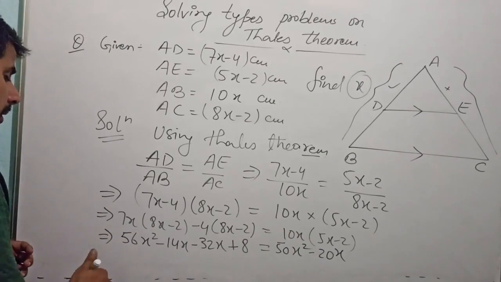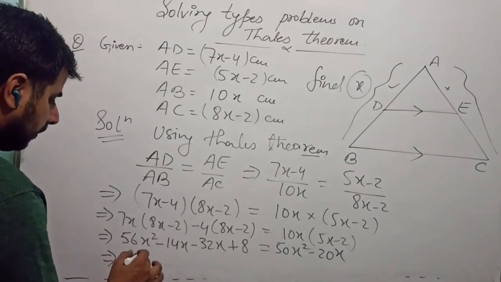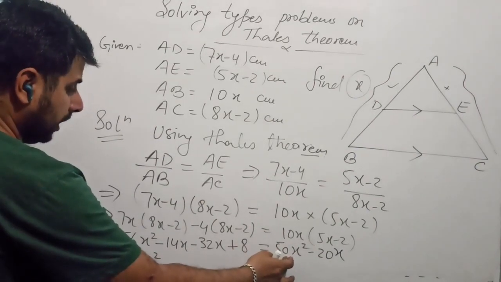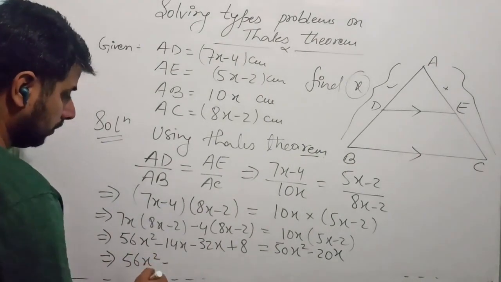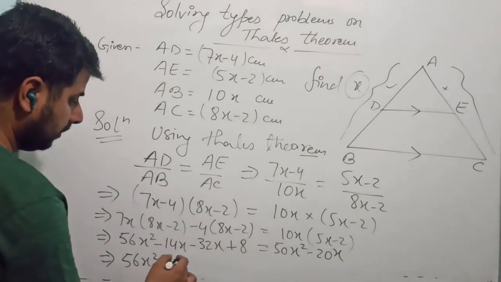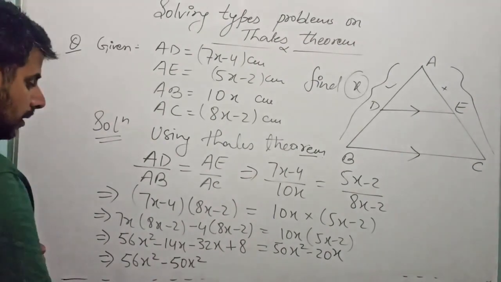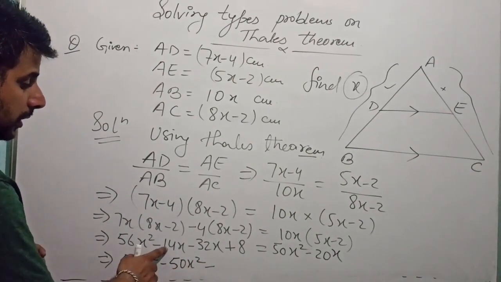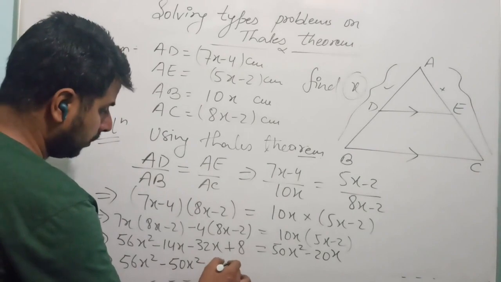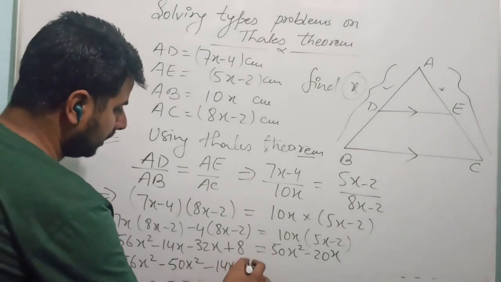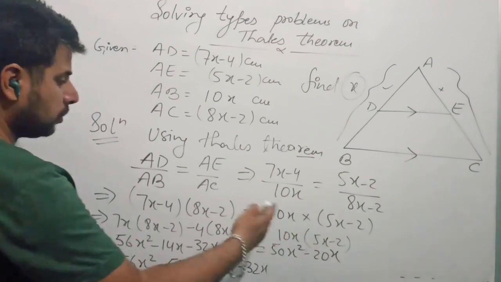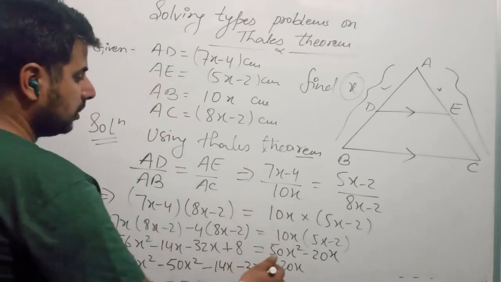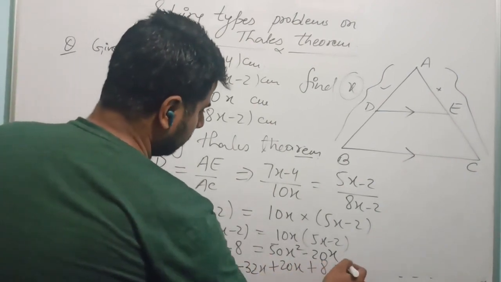Now try to bring all the like terms together. So 50x square and 56x square are the like terms of x square. So this will come to this side. It is positive, it will turn into negative now. Now you have no more x square term, so you will go with x terms. So you have first minus 14x, then minus 32x, and this minus 20x will come this side as plus 20x, and at last you have one more, that is constant 8, right?